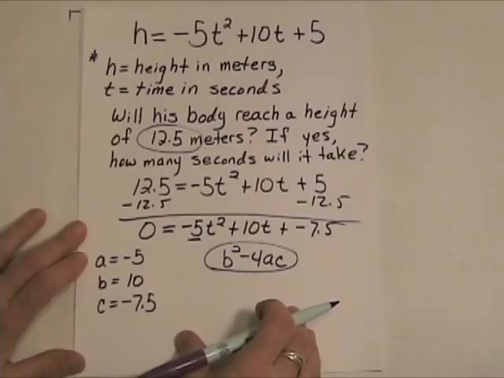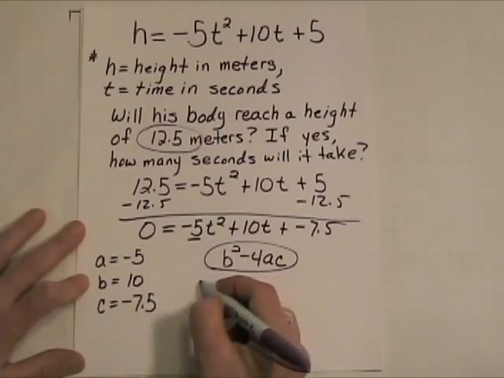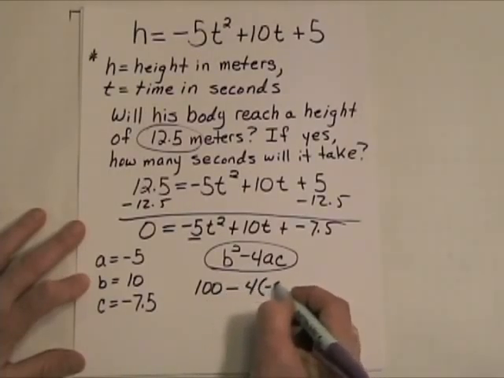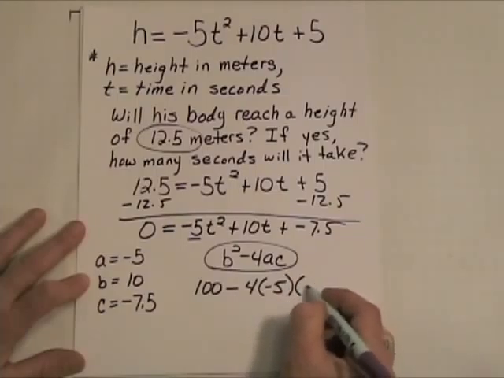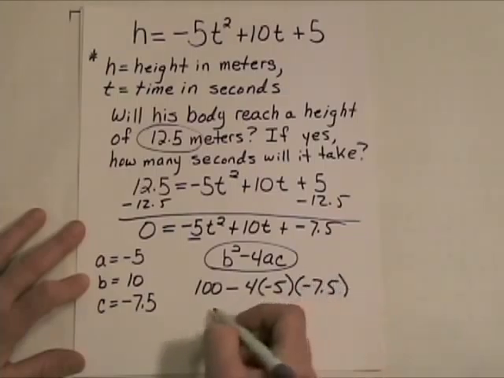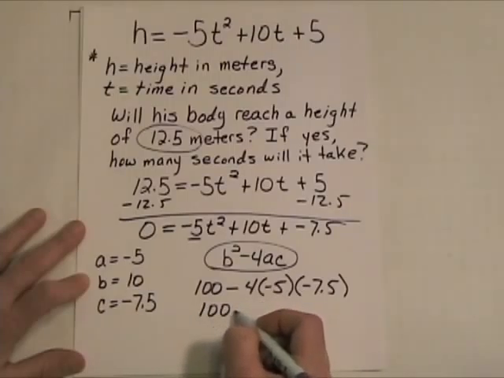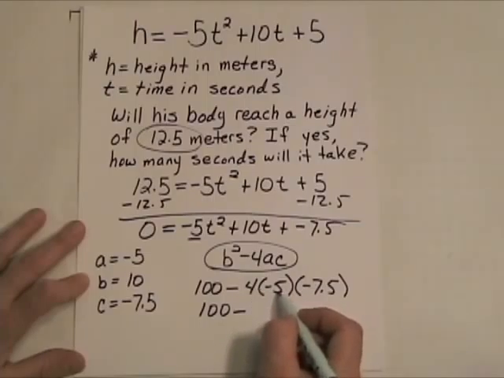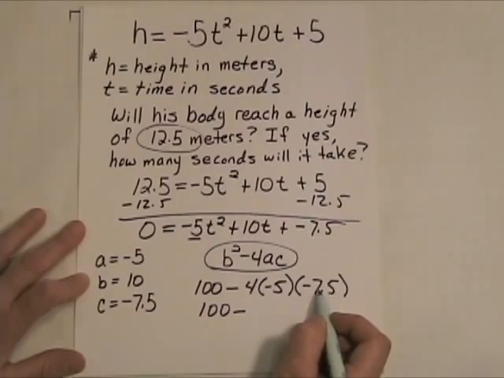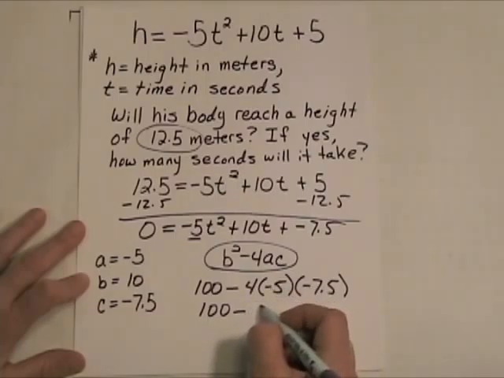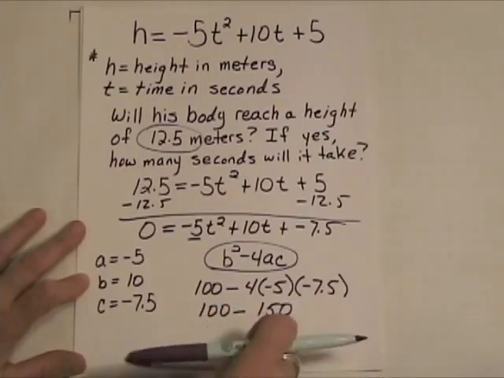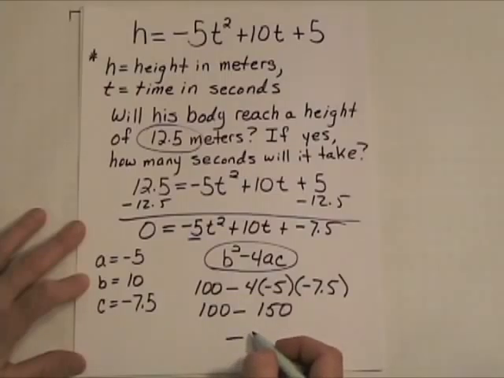Okay, well, let's see, b squared is going to be 10 squared, which is 100, minus 4 times a, which is -5, times c, which is -7.5. So we're going to end up with 100, take away, let's see here, 4 times -5 is -20, and -20 times -7.5 is going to be a positive 150. So if we have 100 take away 150, we're going to end up with a discriminant of -50.